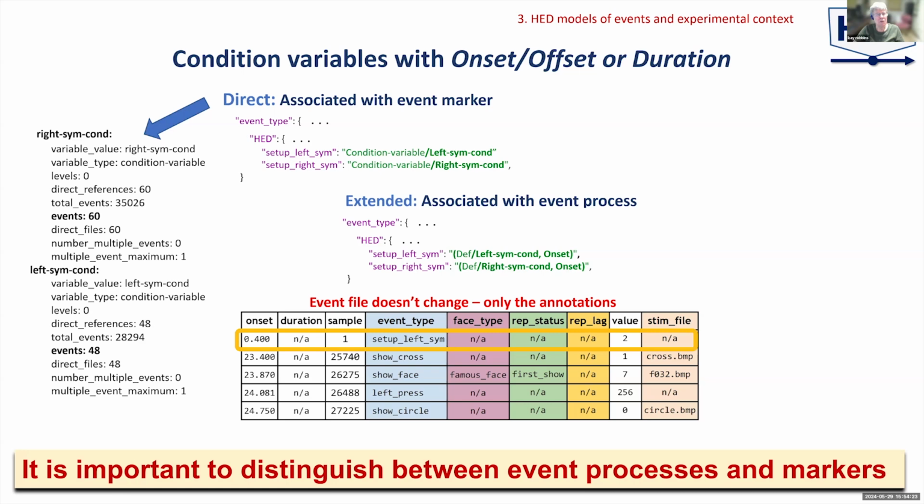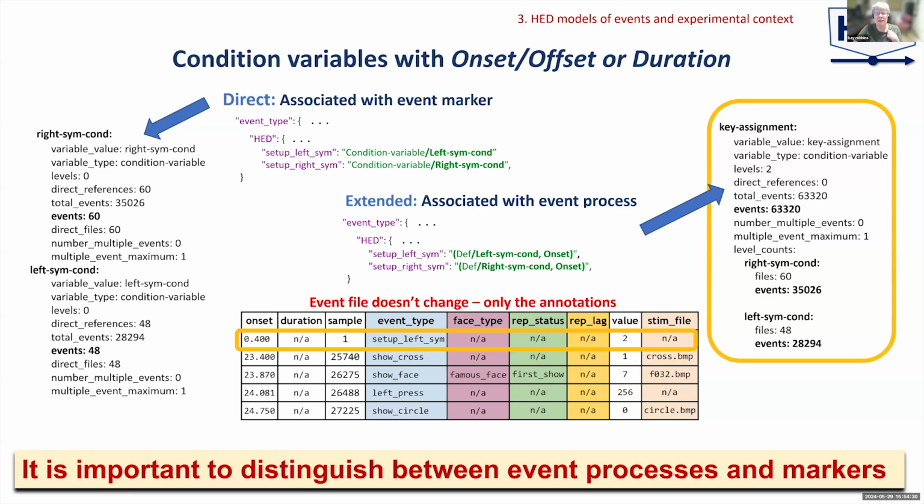But if you simply include the definition, then you get a key assignment variable, because I've defined it as a key assignment, and you get condition variables. Now, remember, this summary is done across all of the event files in the data set. So you're then able to extract the design matrix from these point events as well. So the key takeaway here is it's important to think about the difference between an event process, which is an ongoing process with a start and an end that has a context, and just a simple event marker, which is just a point.